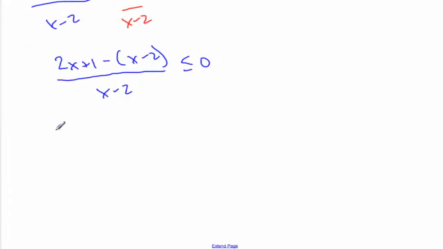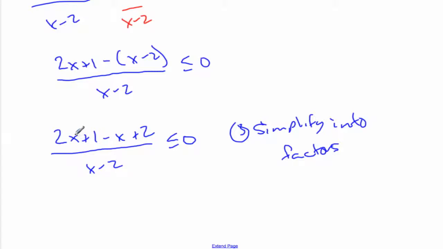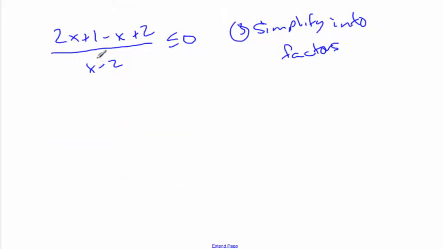Distribute the negative sign, and I get 2x plus 1 minus x plus 2, all over x minus 2, less than or equal to 0. Third step, simplify into factors. If this is an x squared, I want to try and factor it if possible. So now I get (x plus 3) over (x minus 2) is less than or equal to 0.